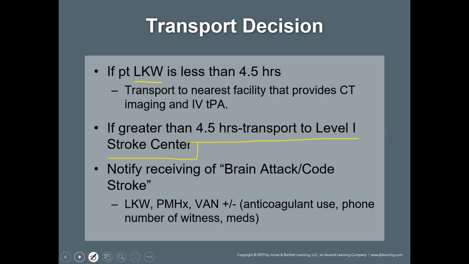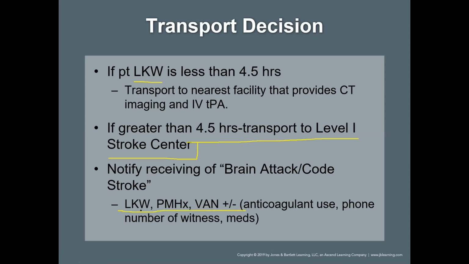That's 2 hours ago. They have a past medical history of something very quick. They are Cincinnati stroke positive with arm drift, VAN positive with left side neglect, or whatever the case is. They do take anticoagulants, and when I get there, I'm going to give them the phone number of the witness and the meds. Okay, so very, very important stuff you need to give them.